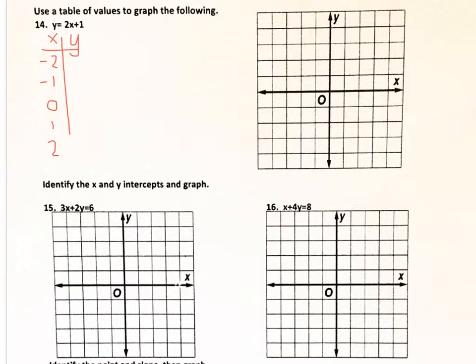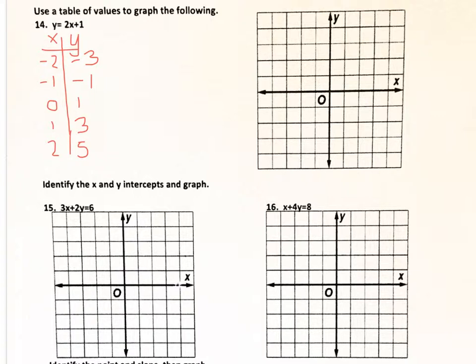So you're plugging in these numbers for x. So 2 times negative 2 is negative 4. Negative 4 plus 1 would be negative 3. 2 times negative 1 is negative 2. Negative 2 plus 1 is negative 1. 2 times 0 is 0. Plus 1 is 1. 2 times 1 is 2. Plus 1 is 3. 2 times 2 is 4. Plus 1 is 5.